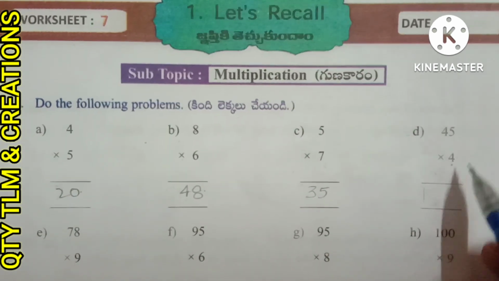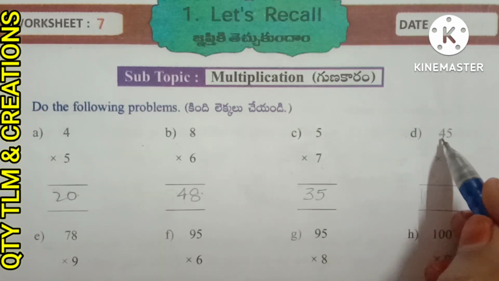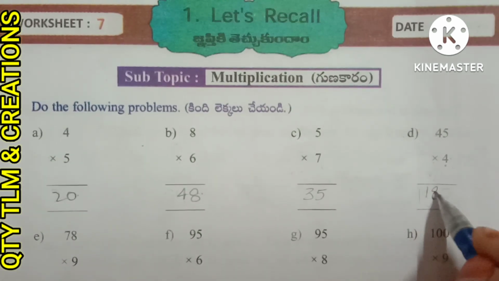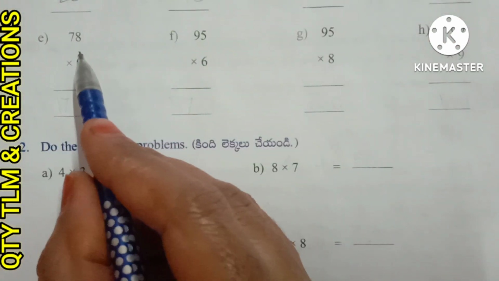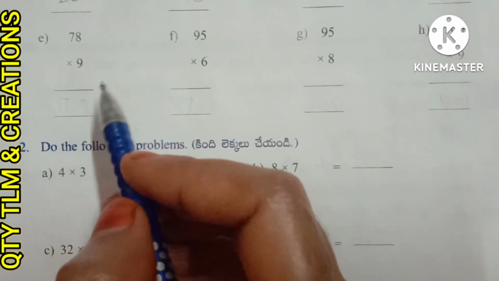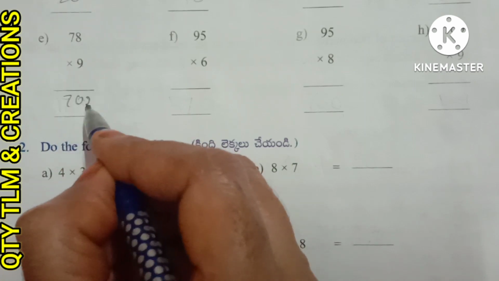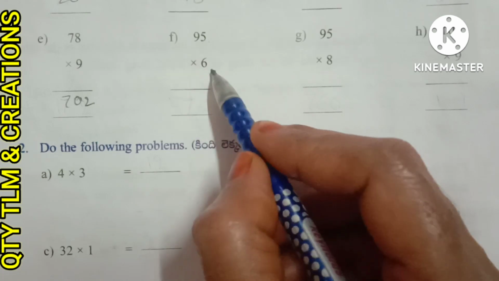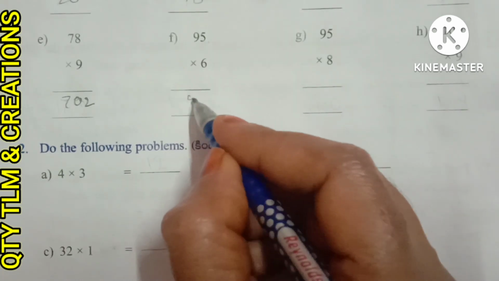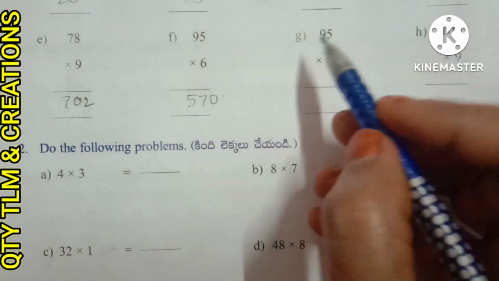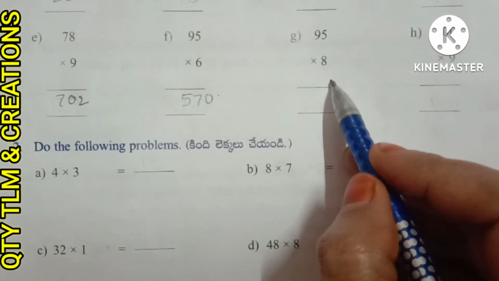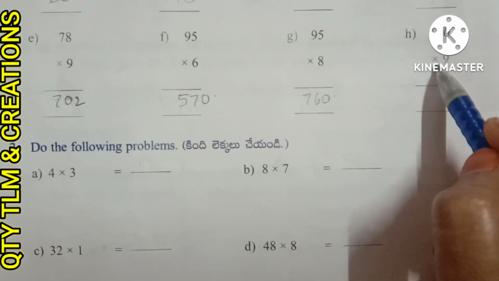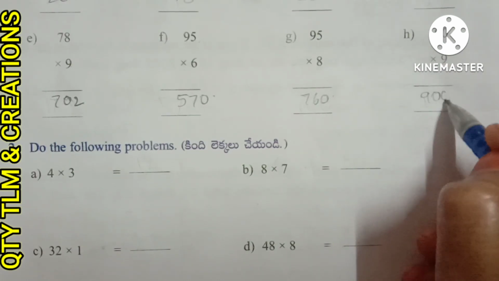Next D. 45 into 4. Here we have to multiply 45 with 4. We get 180. Next E. 78 multiply with 9. Then we get 702. Next F. 95 multiply with 6. We get 570. Next G. 95 multiply with 8. We get 760. Next H. 100 multiply with 9. We get 900.